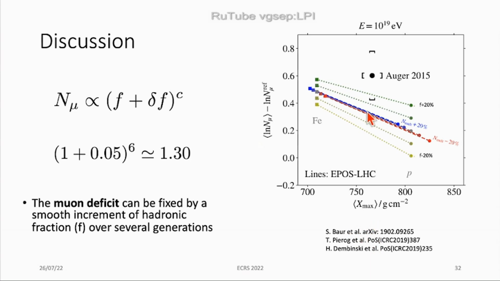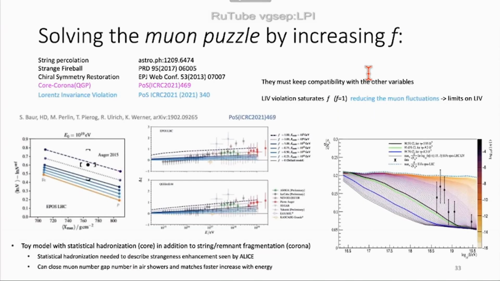In these articles, they moved the energy fraction up and down in the first, second, and third interaction, with a smooth decrease in importance; it was not a constant change along all the interactions. It was most important for the first interaction, less important for the second, and so on. They see that it's possible to reach the data point measured by Auger. So this is an indication that the muon puzzle can be solved by increasing the fraction of energy going to the hadronic cascade.